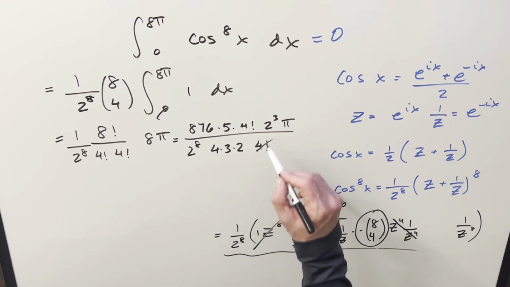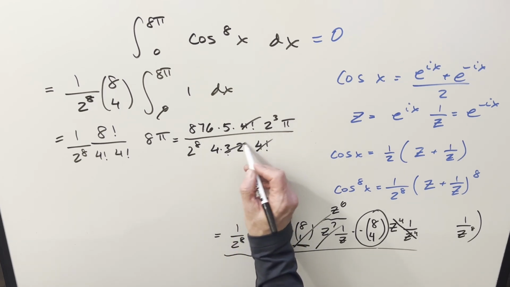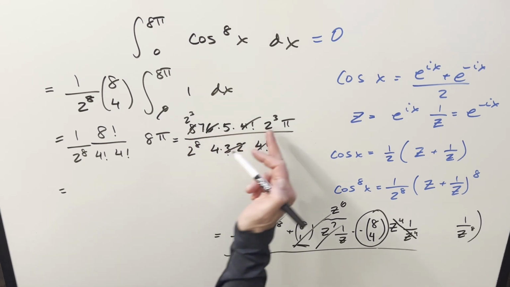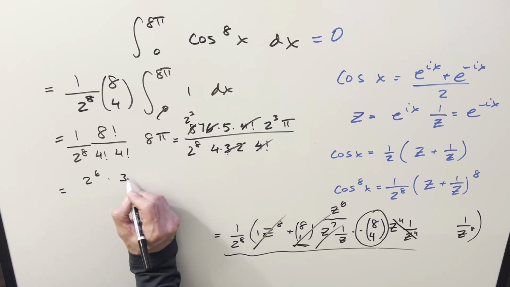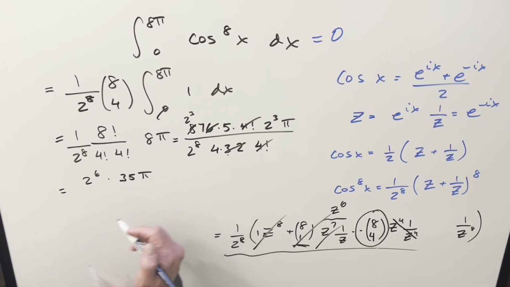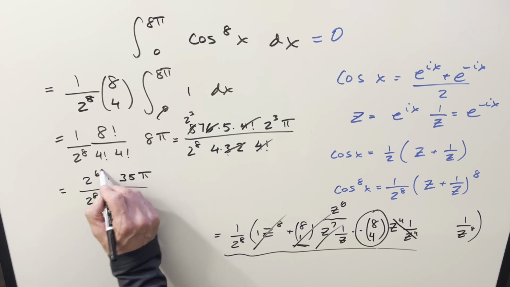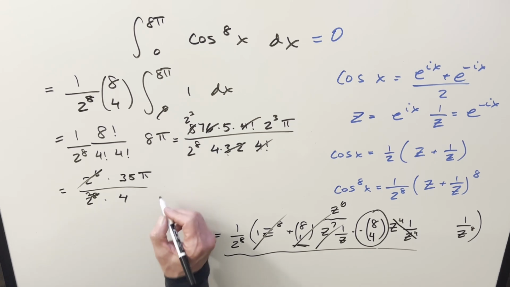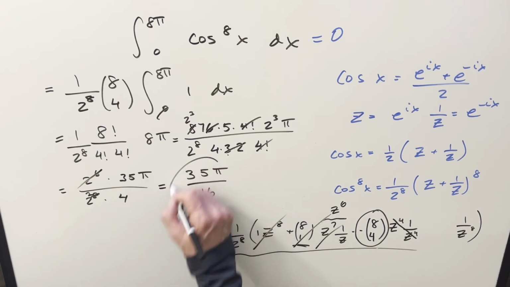I can cancel 4 factorial here with this. 3 times 2 here is 6. I can cancel that here. This is 2 cubed. So 2 cubed times 2 cubed, we get 2 to the 6th times 35 pi. Over here, we've got 2 to the 8th times 4. Cancel 2 to the 6th with 6 of these, and we get 2 squared, 4 times 4. Final solution, 35 pi over 16.